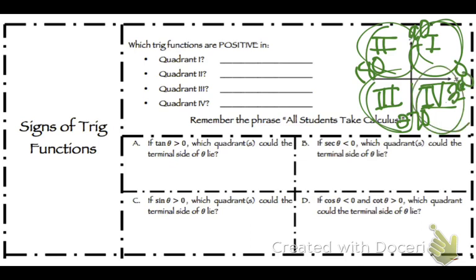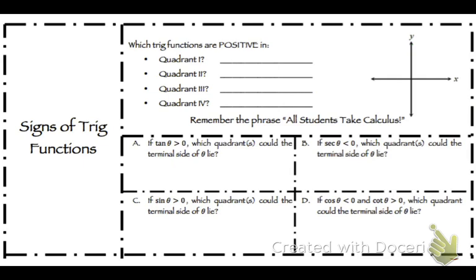Okay? And then to see what trig functions are positive in which quadrant, you need to remember all students take calculus. Even if that's not true, just remember it. Or you can make up your own thing. So the first quadrant, all. Everything's positive in the first quadrant. Second quadrant, sine is positive. Third quadrant, tangent. Fourth quadrant, calculus. Cosine.